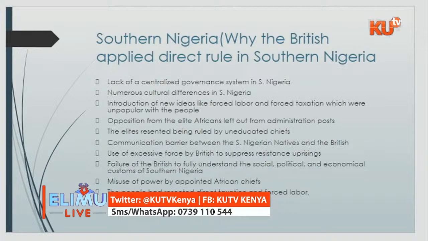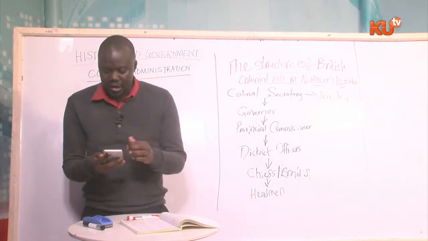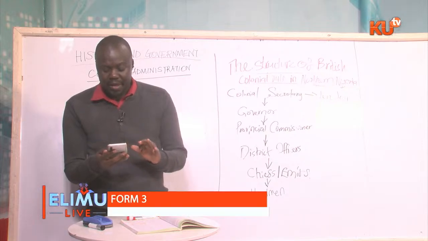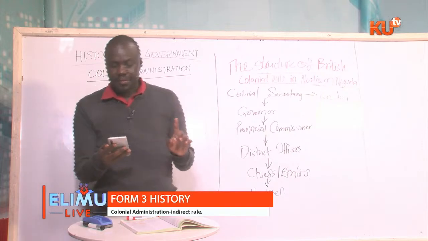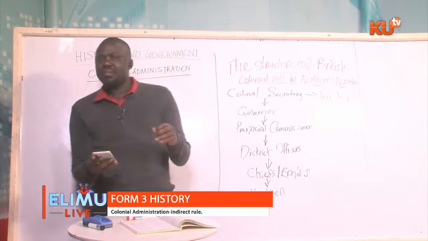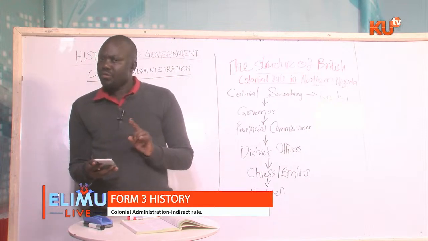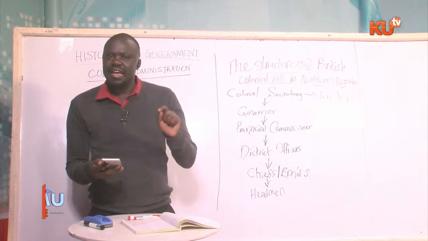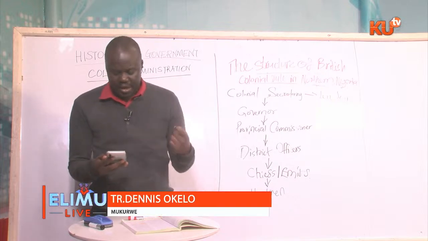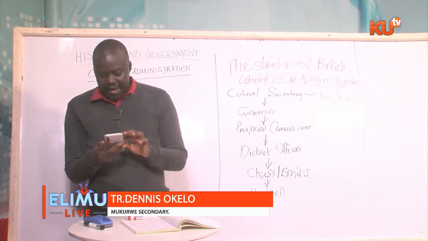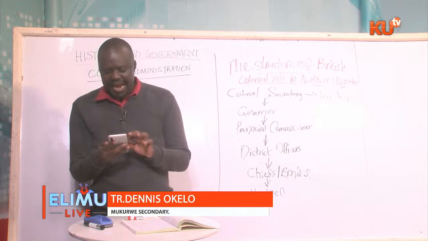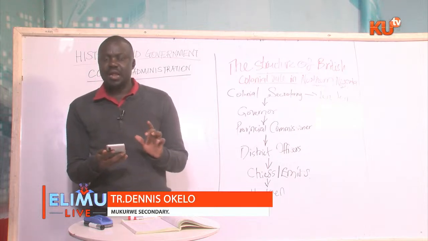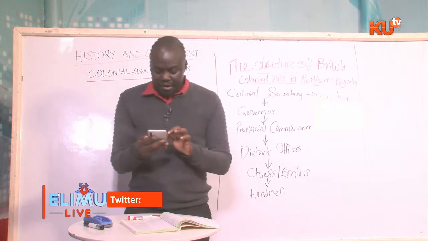Now, the British chose to use illiterate chiefs, and this meant that the African elites, who had embraced Pan-Africanism and wanted independence or autonomy, really opposed the chiefs. Again, the British also left them out of administration with a purpose. Why? They never wanted anybody who could rival or question their policies. Then again, the elites resented being ruled by uneducated chiefs. It is self-explanatory, as I have explained in the previous point.